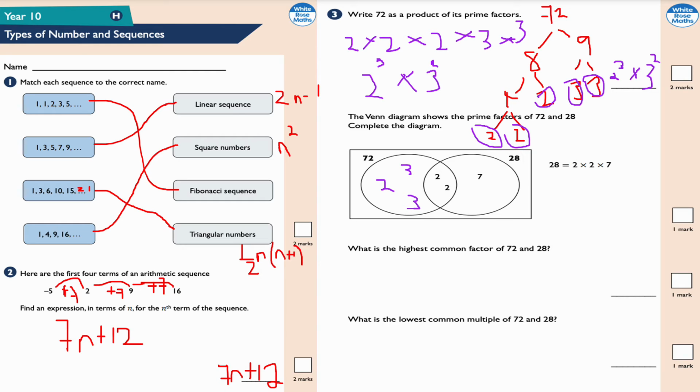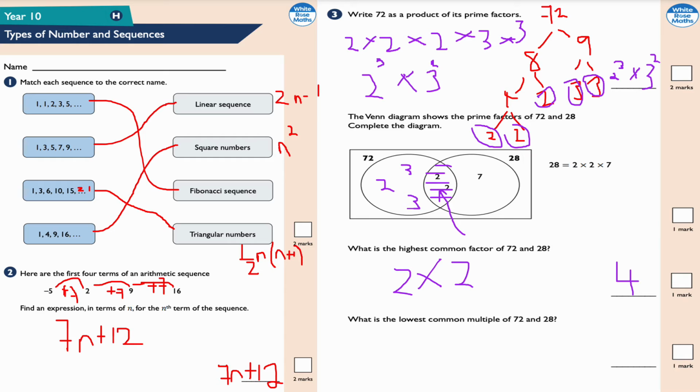The next part, what is the highest common factor of 72 and 28? Well, that's going to be the intersection of my circles. So it's this part here, the intersection of the circles, 2 times 2, or 2 lots of 2, which is equal to 4.